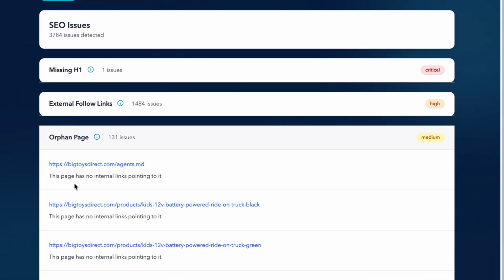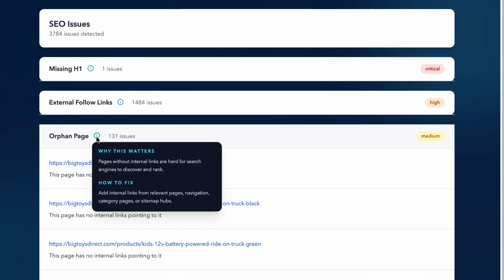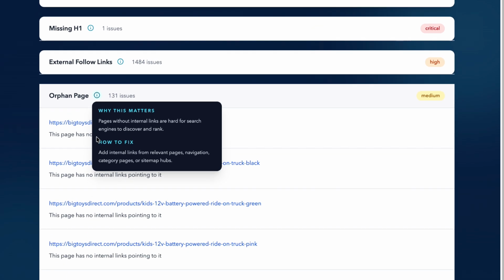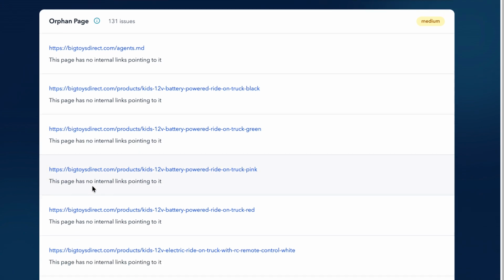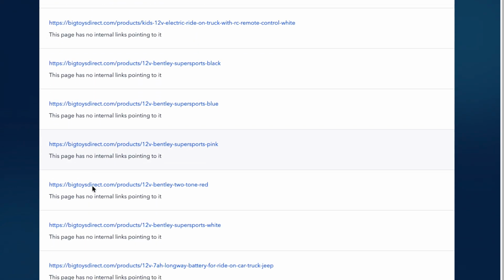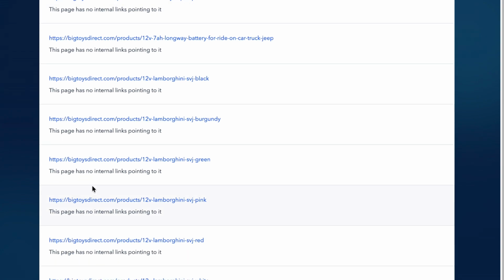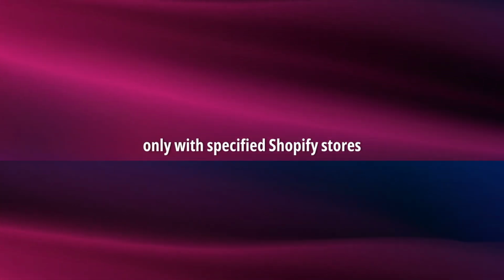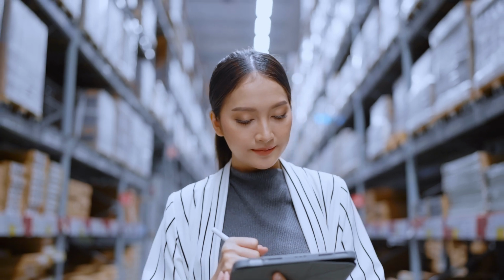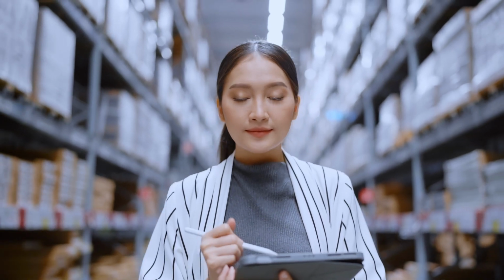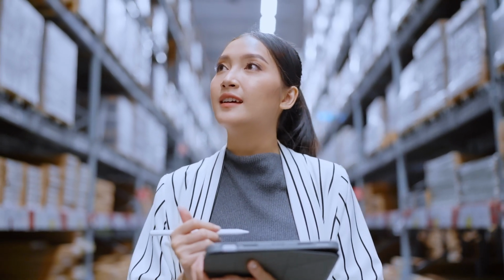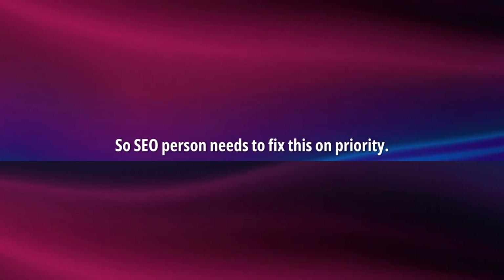Meta issues, orphan pages. Sometimes pages are deeply buried in the website structure and they won't get any priority in front of Google. So you have to make sure all the pages of your website are well connected. This thing I noticed only with specific Shopify stores, that store owners don't have much technical knowledge. So the SEO person needs to fix this on priority.